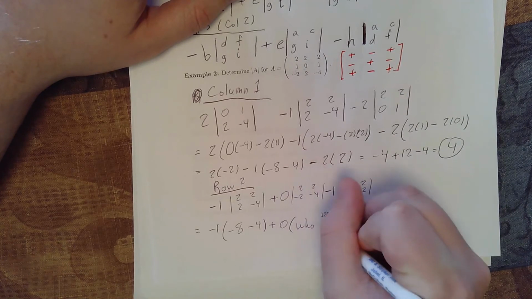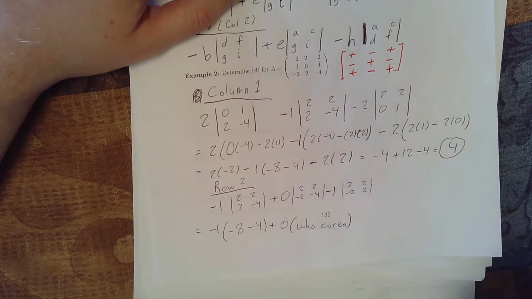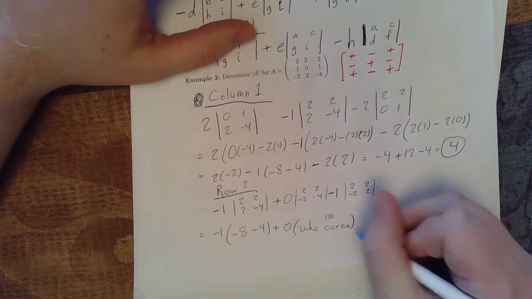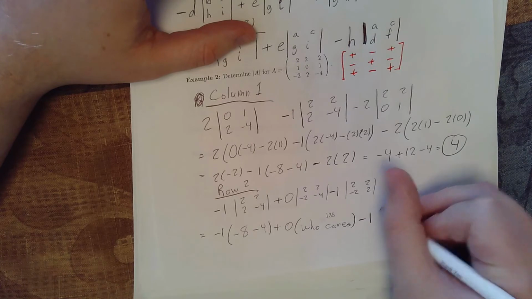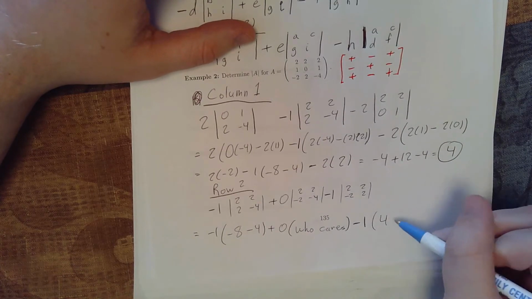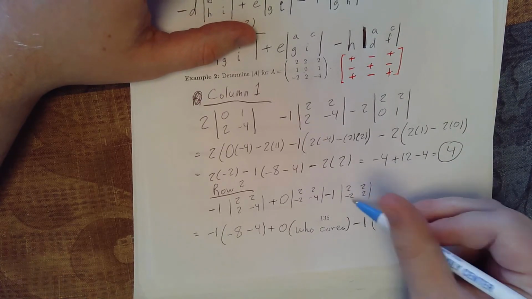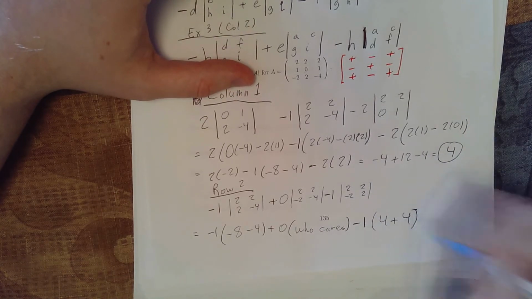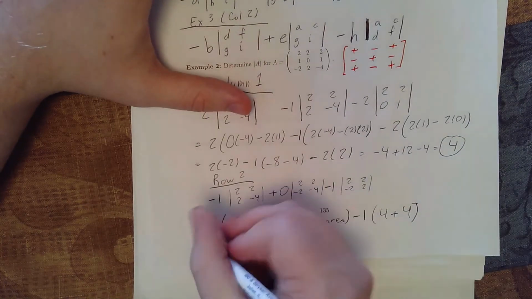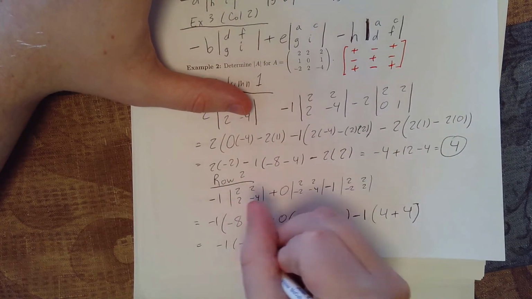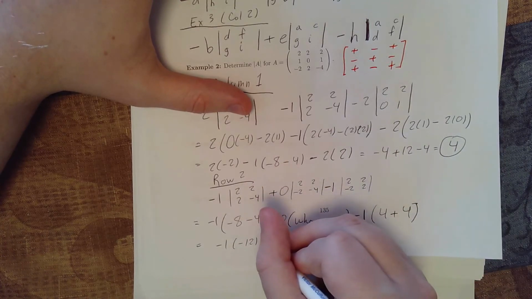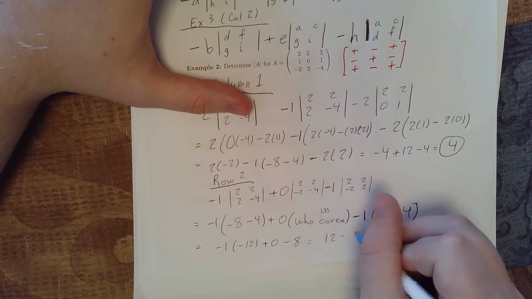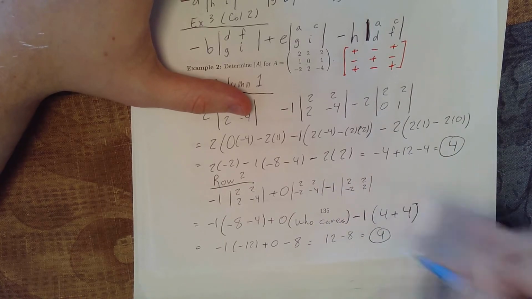honestly, who cares? Because it doesn't matter what this determinant is. If we multiply it by 0, it's going to become 0. Minus 1. 2 times 2 is 4, minus 2 times negative 2 is negative 4, so we're subtracting a negative 4, so it'll become positive. All right, so we get negative 1 times negative 12 plus 0 minus 8. So we get 12 minus 8. So again, we get 4.